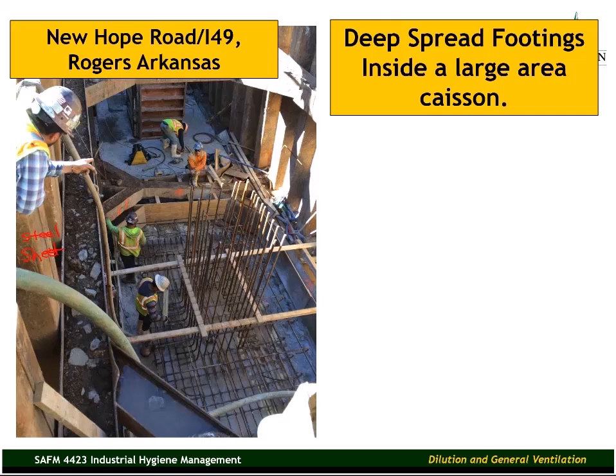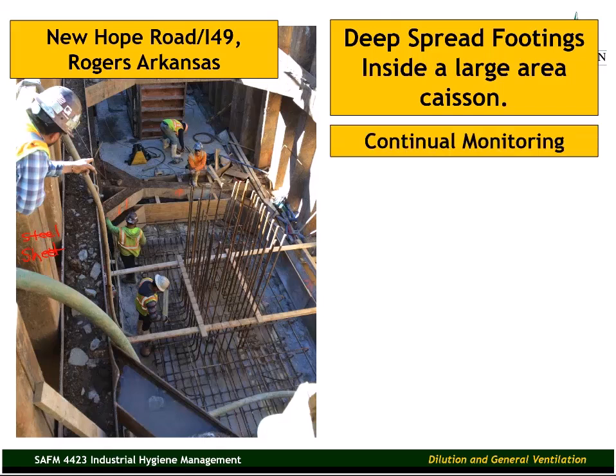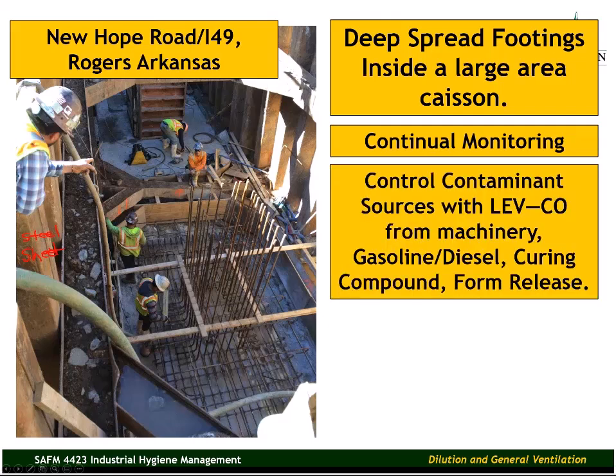So first of all, you need to monitor. You have continual monitoring in this space. If you have any point source contaminants, you may need to use local exhaust ventilation. For example, if you have carbon monoxide from machinery, if you have vapors coming off your form release oil or your curing compound, the gasoline and the diesel, you may have fuel cans inside the space that are off-gassing. These situations, you may even need local exhaust ventilation.